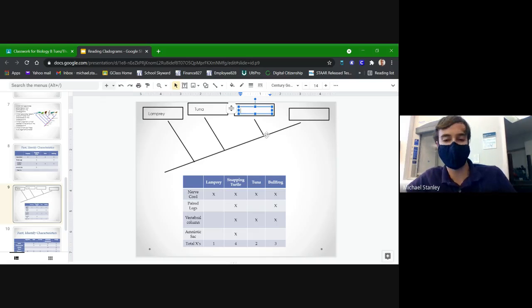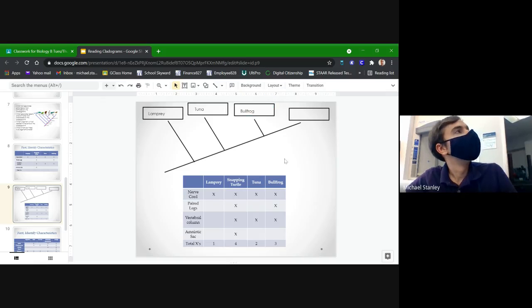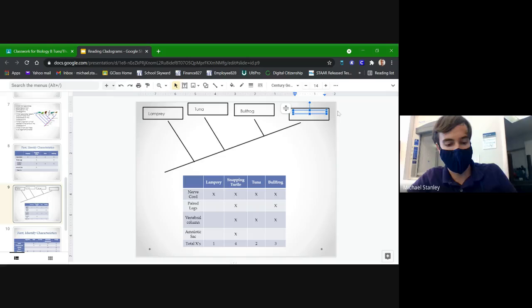Hey, Elizabeth got it as well. Bullfrog. The bullfrog has three of the traits that we talked about, and so he is up next. And then finally, the one remaining guy over here, our most number of traits organism, I don't think snapping turtle is going to fit in there. So I'm just going to write turtle.